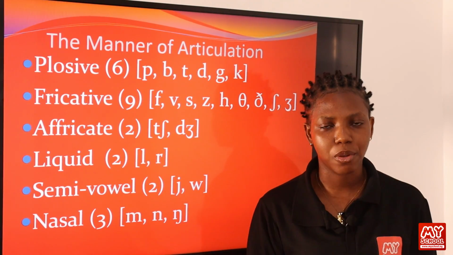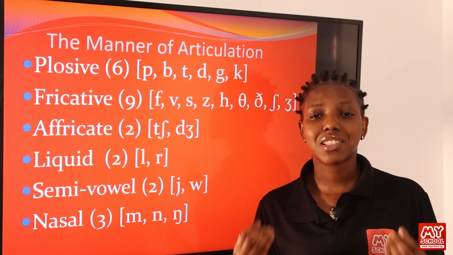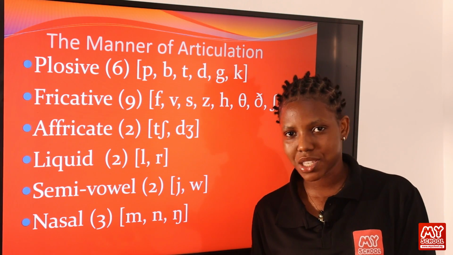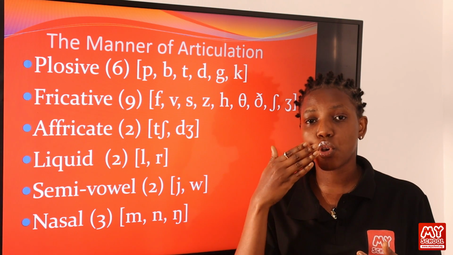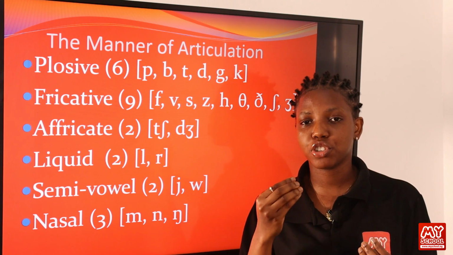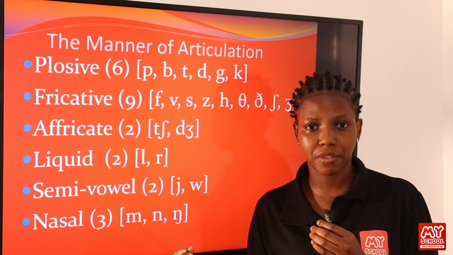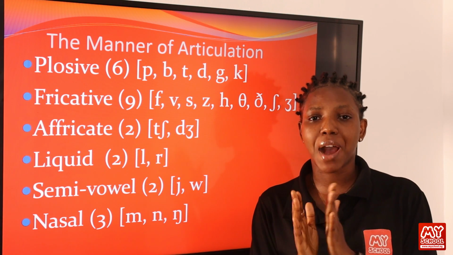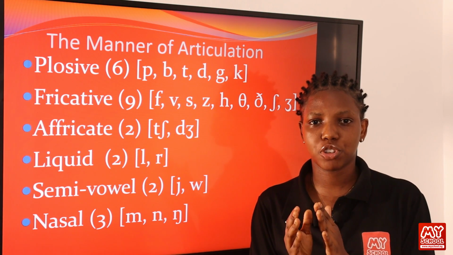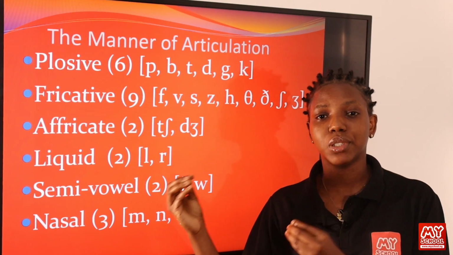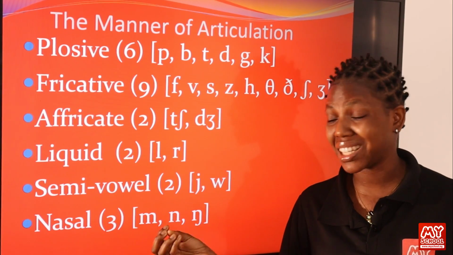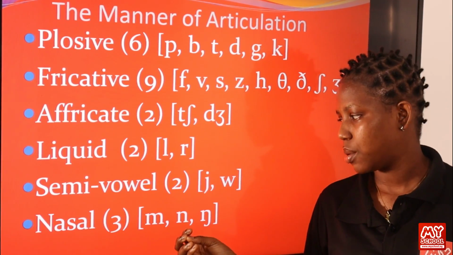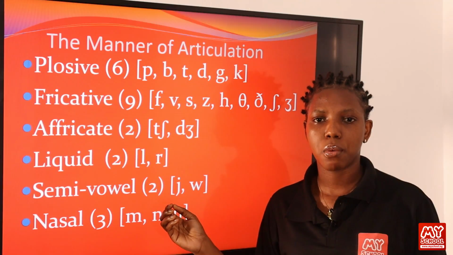Now, semi-vowel. Semi-vowels are sounds that are like vowel sounds. That is why they are called semi-vowel, because there is no obstruction by the organs of speech, however, but it is partial. It's a partial obstruction, and so it shares quality with the vowel sounds and the consonant sounds, and that is why it's called semi-vowel. We have y and w.